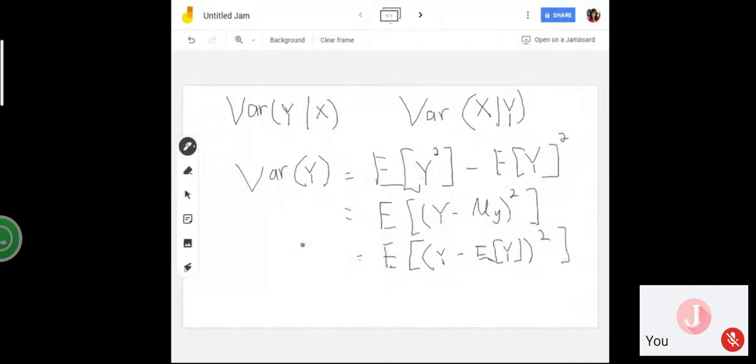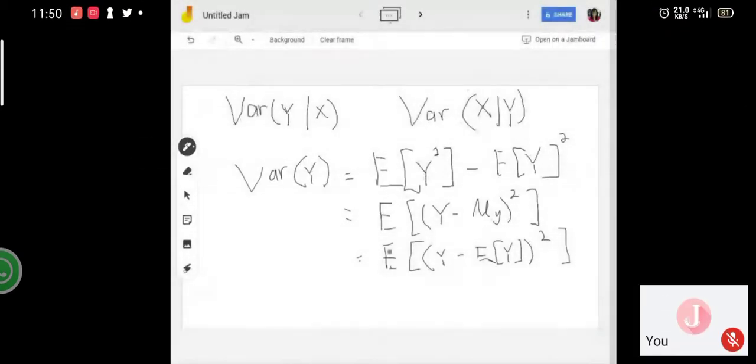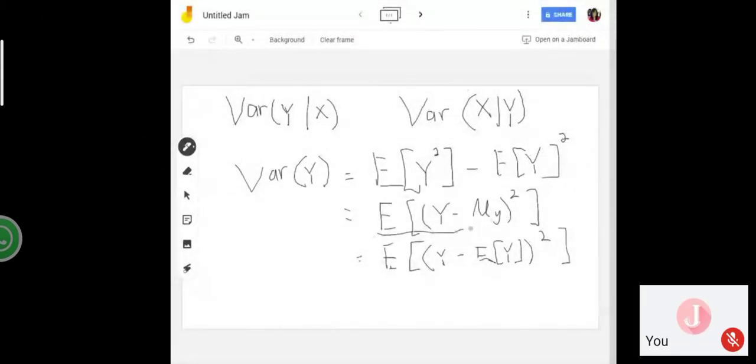So, variance of y is actually expected value of y kuasa 2 tolak expected value of y the whole thing kuasa 2, ataupun juga boleh ditulis sebagai formula ni. Saya nak kamu ingat dua formula. Okay, expected value of y minus mu y square. In fact, kalau kamu kembangkan ni, kamu akan dapat jawapan ni. Ingat tak dulu MTH 3401 ada buat ni, betul?